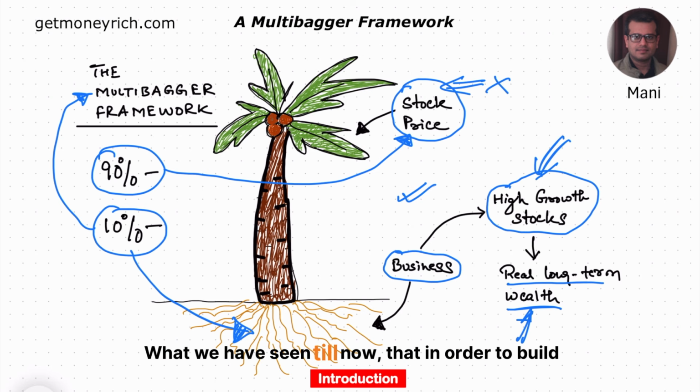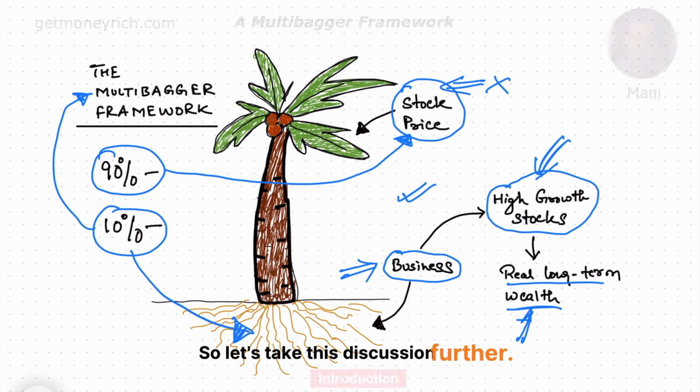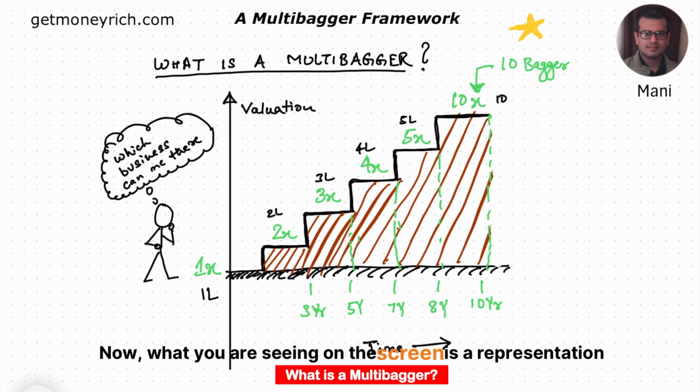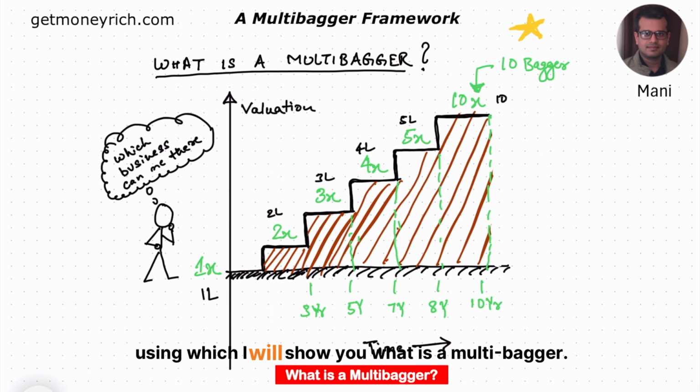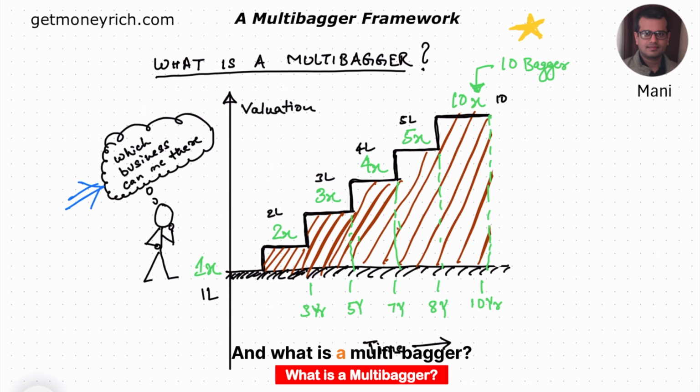What we have seen till now is that in order to build a multi-bagger framework for our portfolio, we cannot afford to focus only on the stock price. Our focus should be on the business side of the company. So let's take this discussion further. Now what you are seeing on the screen is a representation using which I will show you what a multi-bagger is. Here the most important question for us is, what type of business can be a multi-bagger asset for me? And what is a multi-bagger?